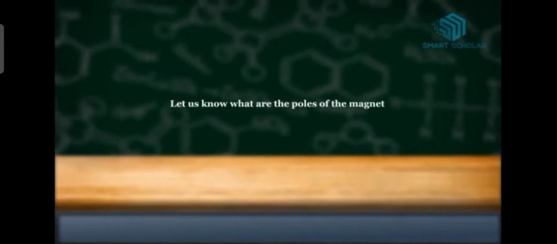Let us study the poles of a magnet. We can see what a pole of a magnet is. For that, we want to do an experiment for identifying the poles. What is a pole of a magnet? You have seen a bar magnet. It is rectangular in shape, and we are going to take that bar magnet for finding out the poles.